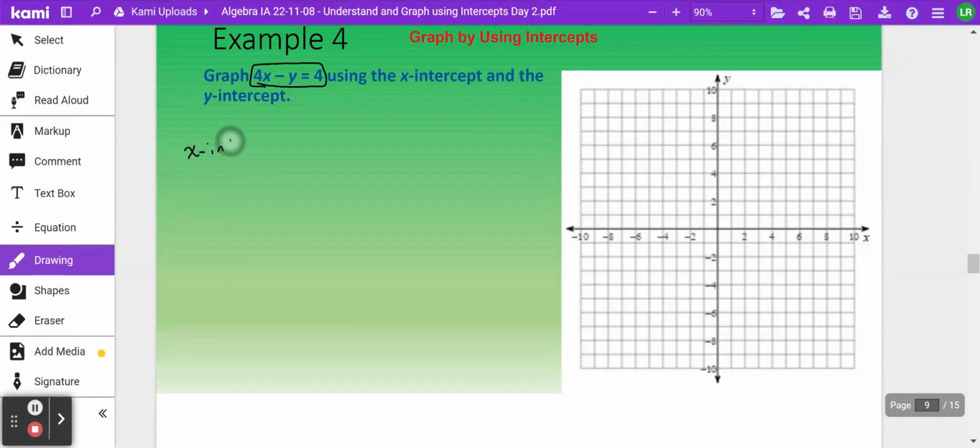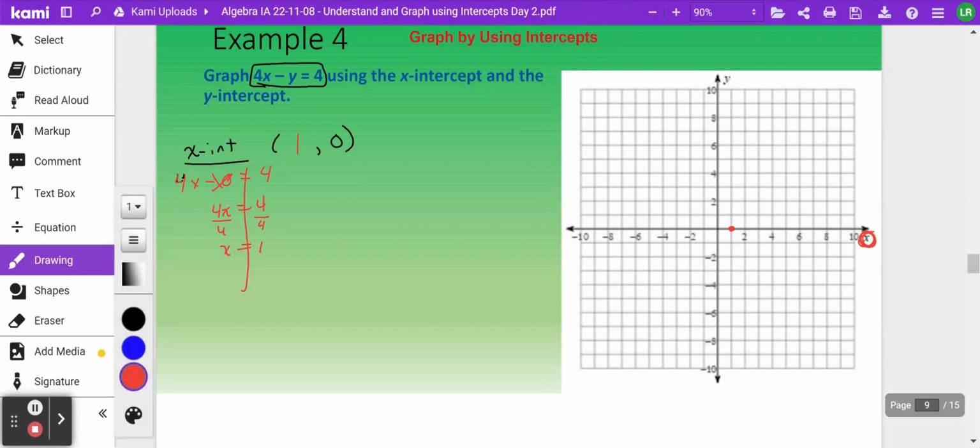X-intercept. Y is 0. So we got 4x minus 0 equals 4. That's 0, so it's gone. I get 4x equals 4. Finish it. Divide by 4, and x is 1. Now, one thing you want to make sure of is to put your x-intercept on the x-axis. So my x-intercept is 1, so it goes right there.